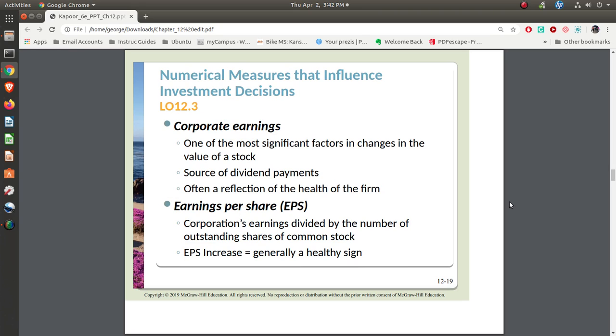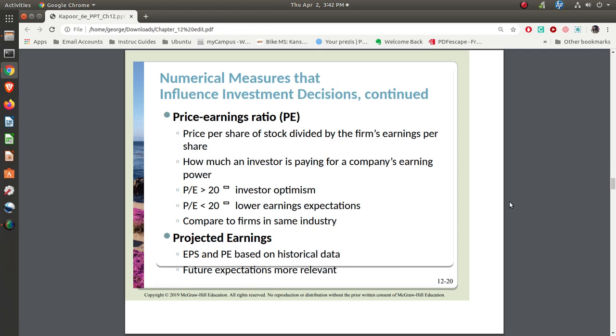Now, corporate earnings is one of the primary factors that's going to determine the price of the stock. The reason is that as earnings grow, the value of the organization grows also. Consequently, the stock price will go up. Also, you want to look at earnings per share. In other words, you take the total net profit that they have and divide that by the number of shares that are outstanding. As earnings per share increases, that's telling you that it's a healthy company.